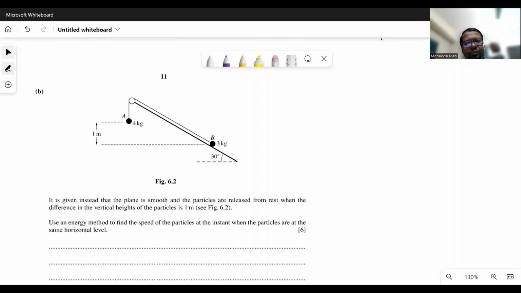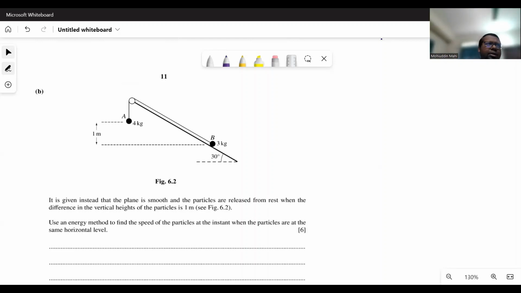Now in B, it is given that the plane is smooth and the particles are released from rest when the difference in the vertical height of the particles is 1 meter. You can see that the difference between the vertical height of A and B is 1 meter in the question. Use an energy method to find the speed of the particles at the instant when the particles are at the same horizontal level. When the particles are at the same horizontal level, you need to find the corresponding speed of the particles.